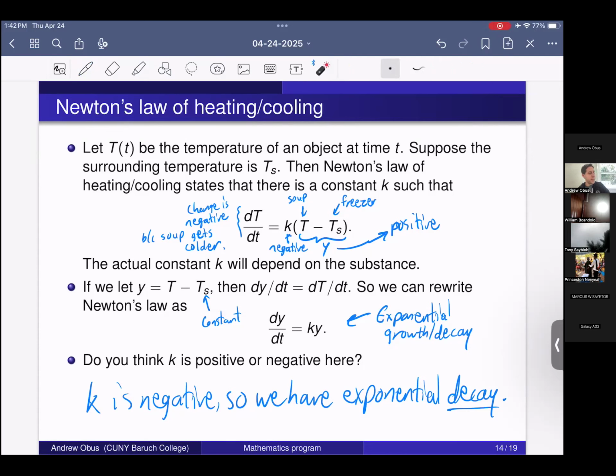Okay, but overall, we have the same differential equation, dy/dt equals ky. You just have to have that y is equal not to the actual temperature of the object, but the difference between the temperature and the surrounding temperature. Okay, so let's close with one example for this.